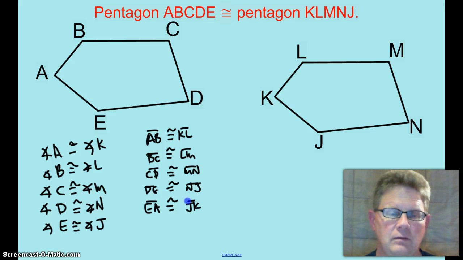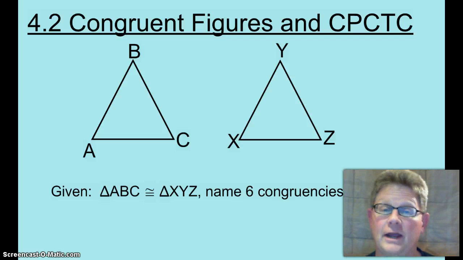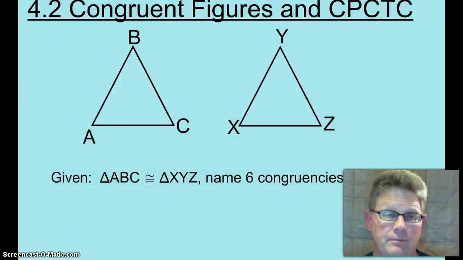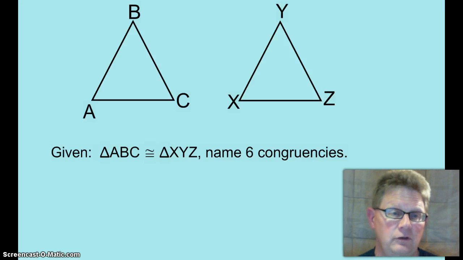And those will be the congruence statements that we can say just by having been told that the pentagons are congruent. Alright, let's laser focus in on triangles since this chapter is about triangles. You're given that triangle ABC is congruent to triangle XYZ. Name 6 congruencies. And we're going to name those 6 congruencies because of CPCTC, which again is corresponding parts of congruent triangles are congruent. So, 6 congruencies, 3 angles, 3 sides.